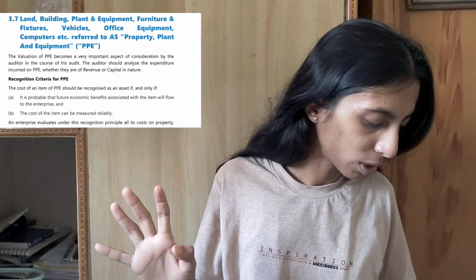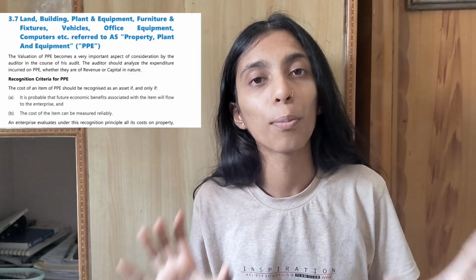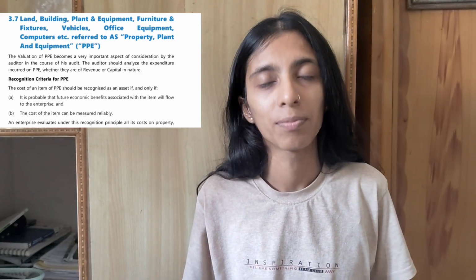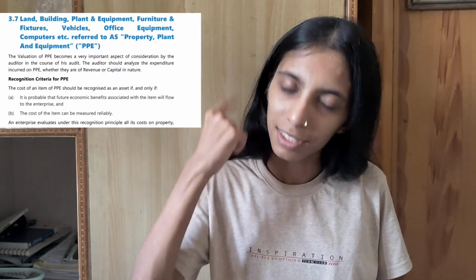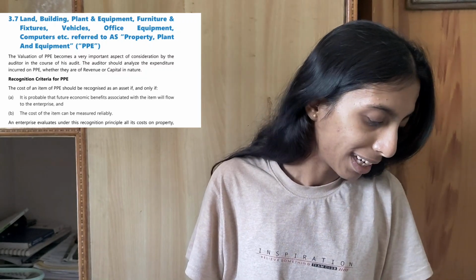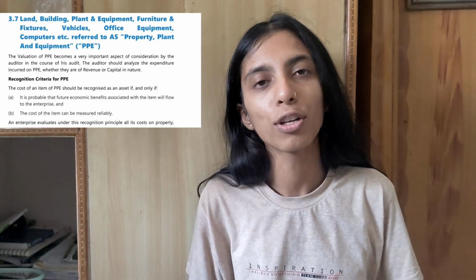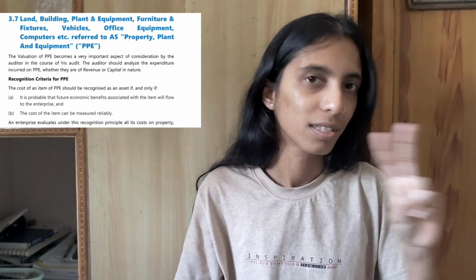So mark the words future economic benefit associated with the item. Mark that word and remember that word. Say it again and again, okay? And the second one is cost of the item can be measured reliably. Cost of the item can be measured reliably, okay? Mark that word, measured reliably, okay? These are the two things that you need to remember.